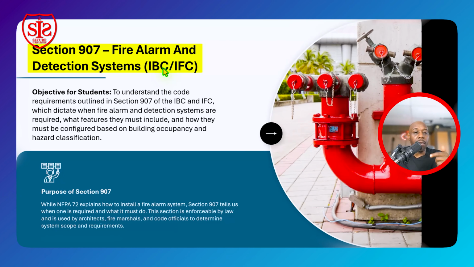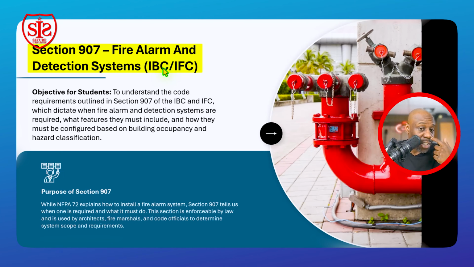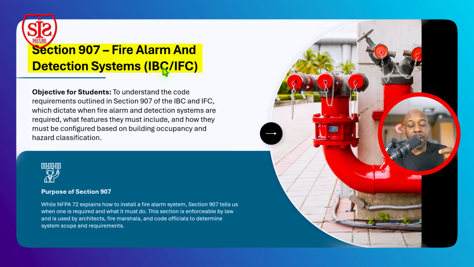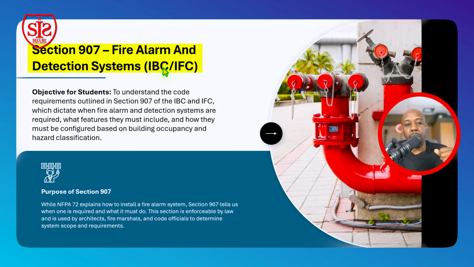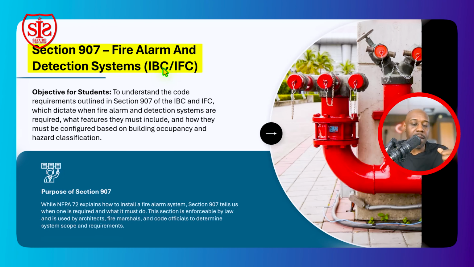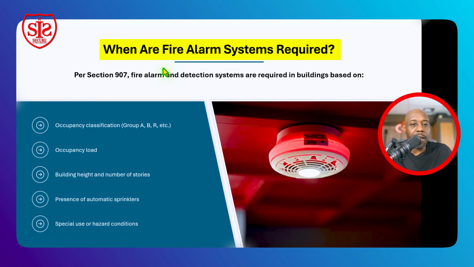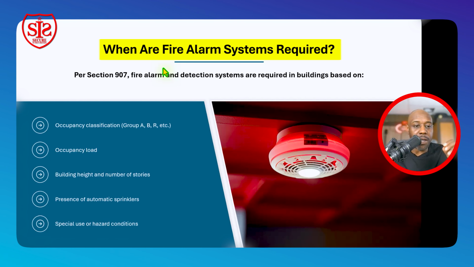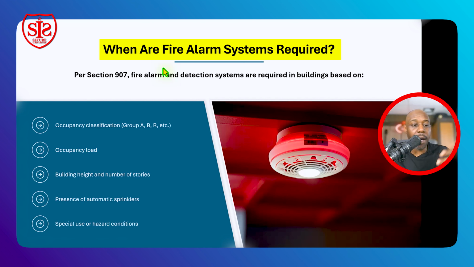I want you to understand the requirements outlined in section 907 of the IBC and the IFC, which dictate if fire alarm and detection systems are required, what features must be included, and how they must be configured based on the building occupancy type and the hazardous classifications. So when is a fire alarm system required? Per section 907, a fire alarm and detection system is required in a building based on the different types of occupancy classification, whether it's group A, B, R, I, etc.